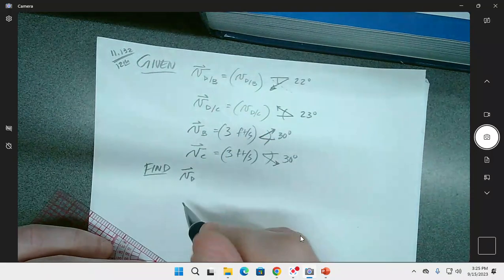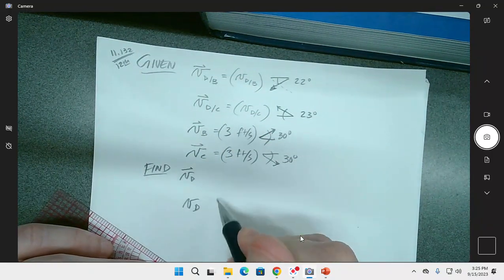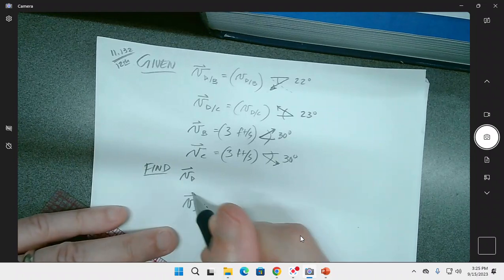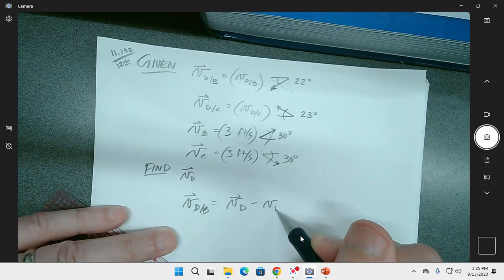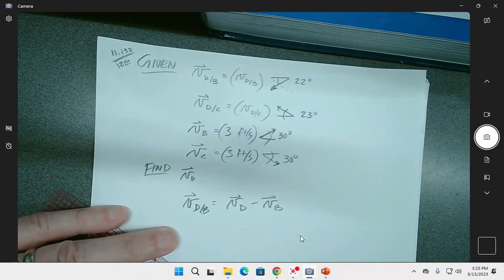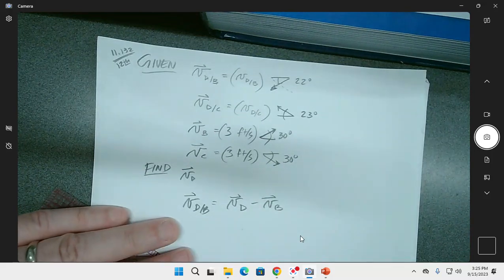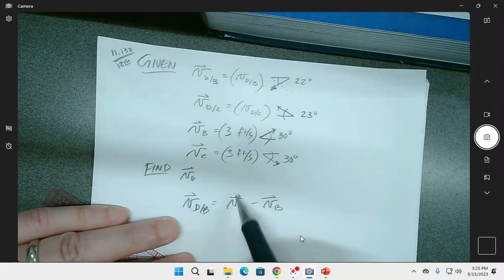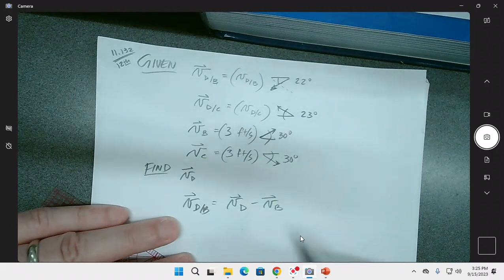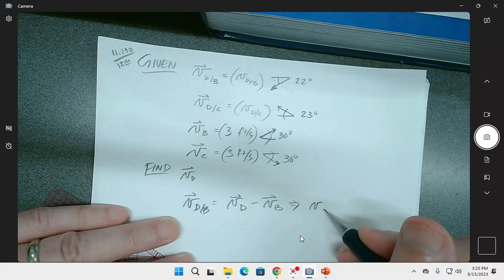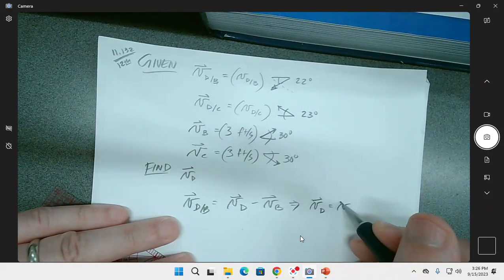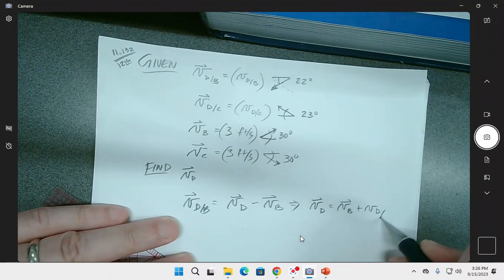So let's write out the velocity of D with respect to B is equal to the velocity of D minus the velocity of B. That's just a fundamental thing, right? In order to do the triangles, I prefer to have an additive one. I don't have that one well memorized. So we know that the velocity of D is going to be equal to the velocity of B plus the velocity of D with respect to B.